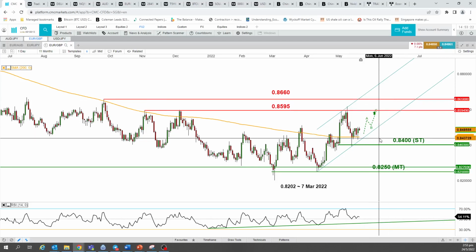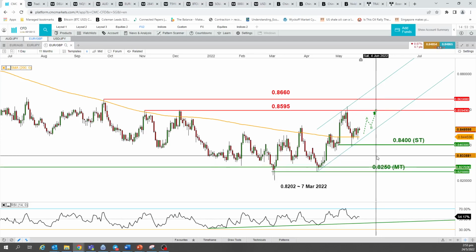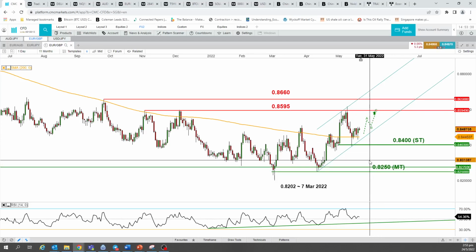However, an hourly close below the 84 figure should take us down much lower, which would invalidate this bullish move, to see more of the whipsaw price action to test the 82.50 medium-term pivotal support level.